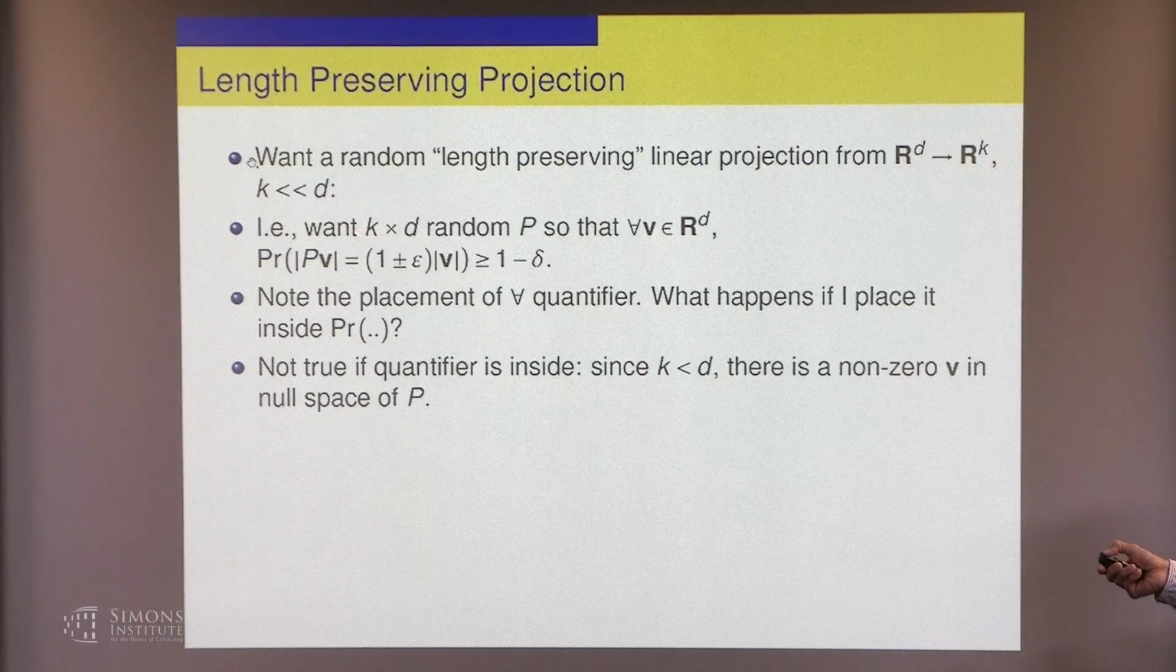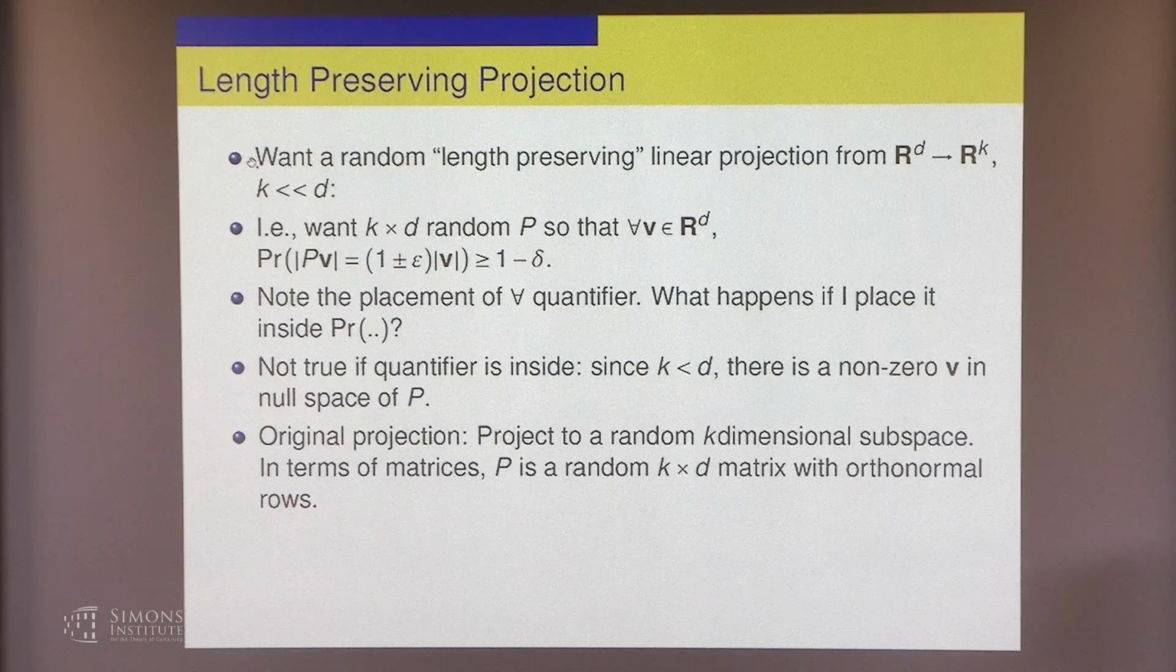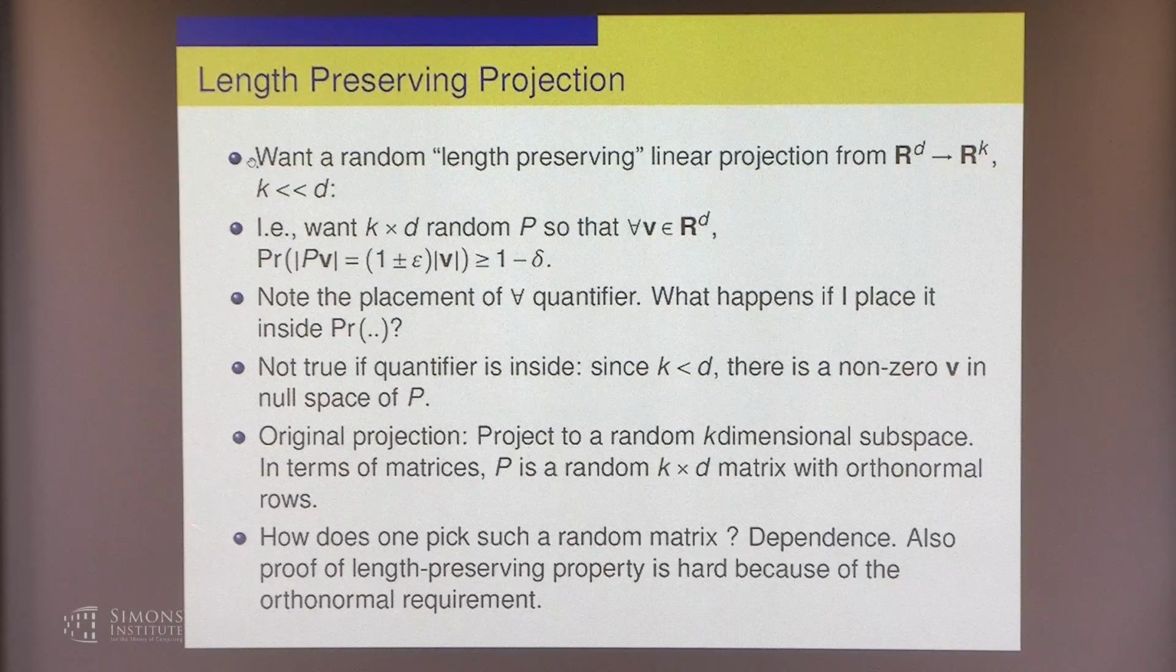The other thing to remember about random projections is that they do not preserve dot products. On some occasions one would like to argue dot products are preserved, but for that you cannot use this dimension reduction. So that can be an issue. The original Johnson-Lindenstrauss projection, projecting to a random k-dimensional subspace, in terms of matrices, has P as a random k by D matrix with orthonormal rows. But picking such a random matrix is difficult because you have to make the rows orthonormal, so there's dependence, and arguing with them is also difficult.